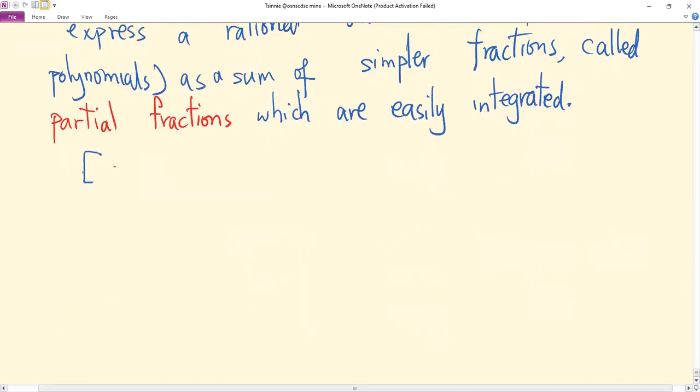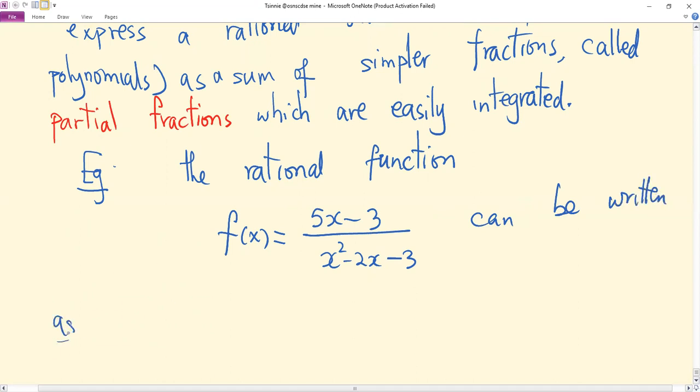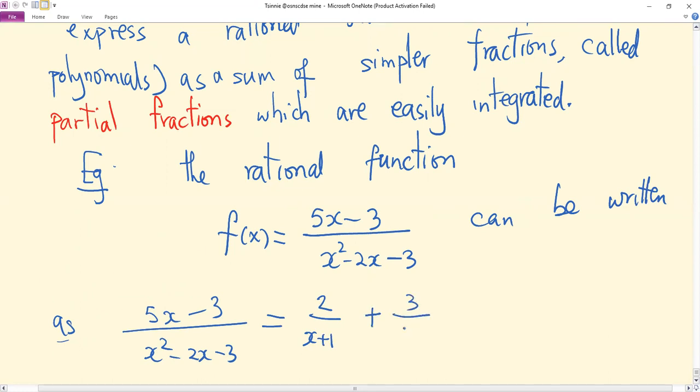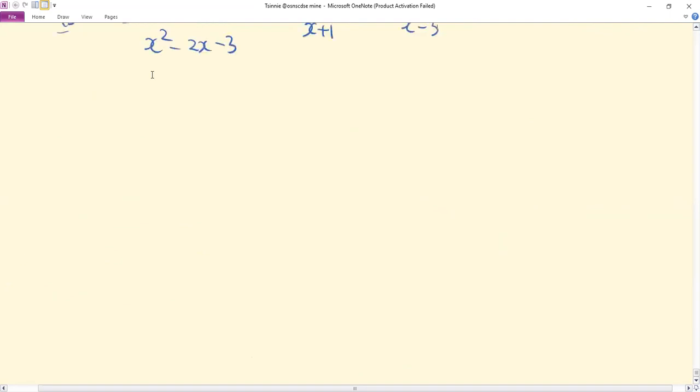For instance, the rational function f of x given by 5x minus 3 over x squared minus 2x minus 3 can be written as 2 over x plus 1 plus 3 over x minus 3. That's how we can write that rational function.